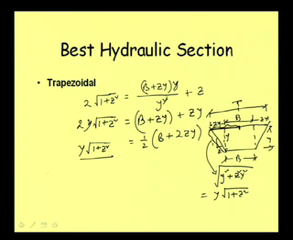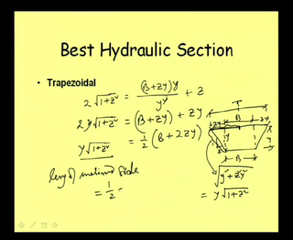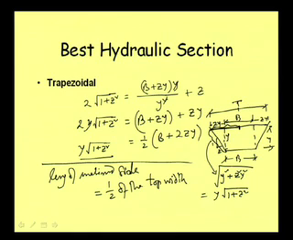We can write that the length of the inclined side is equal to half of the top width. So that is the condition we arrive at. If we want to make a trapezoidal channel most economic, we will have to design it by following this concept. Again, we should not forget that there may be a lot of practical considerations which may not allow us to have this sort of best hydraulic section.